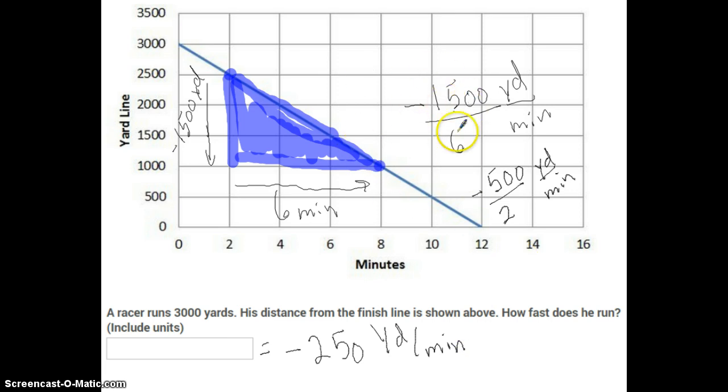All you have to do, everyone in here, well, most people in here are going to be dividing two different numbers. It could be 1,500 divided by 6. It could be 500 divided by 2. It could be 2,500 divided by 10. Everybody's going to get the same answer because this is a straight line. You could draw any kind of a slope triangle that you wanted, and you would still get the same answer, negative 250 yards per minute.